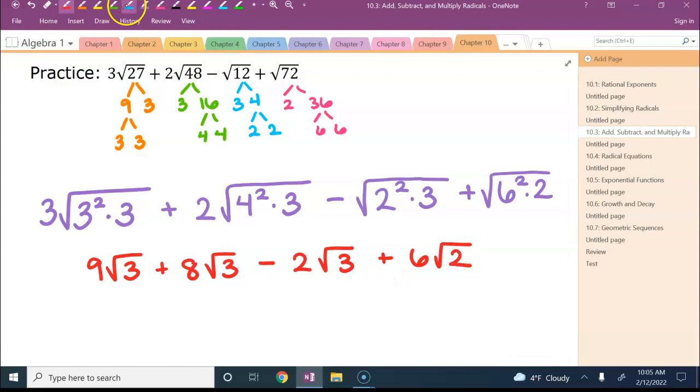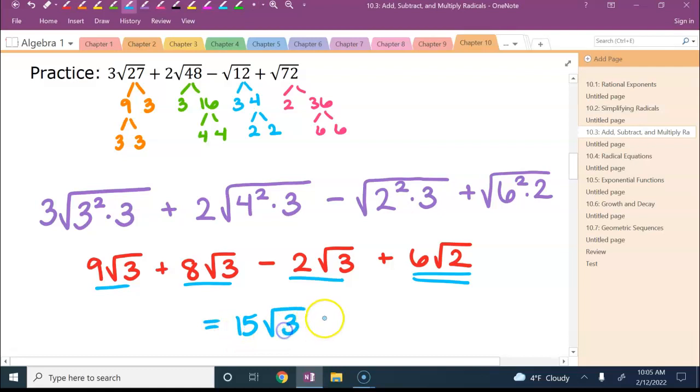The only like terms I see are these first 3. This one has a square root of 2, so it's a little bit different. So 9 plus 8 minus 2 would leave you with 15 square root of 3, and then plus 6 square root of 2.